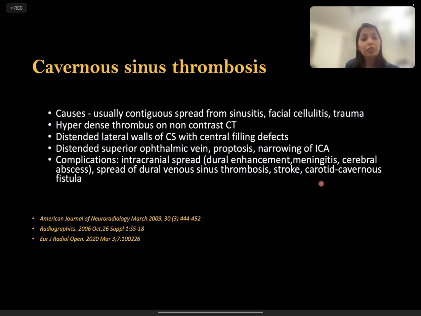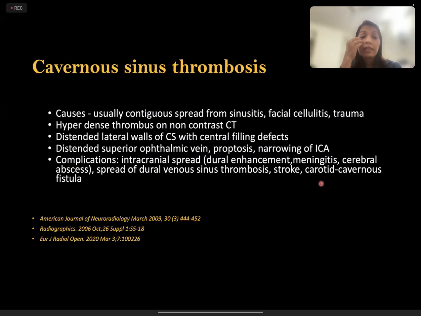And how do we make the diagnosis? So on a non-contrast CT, which in most cases is the initial modality, we see hyperdense thrombus, and I must admit it's very hard to make that diagnosis on the non-contrast CT alone. So we have to do a contrast scan, and contrast MRI is the preferred modality of choice.